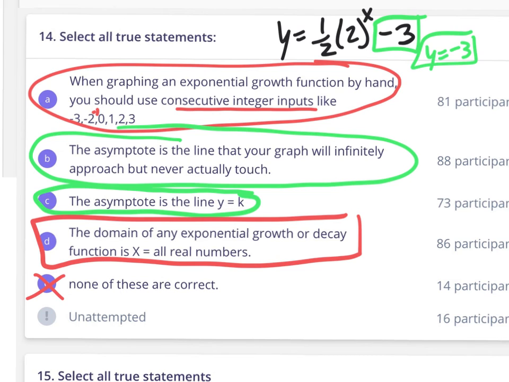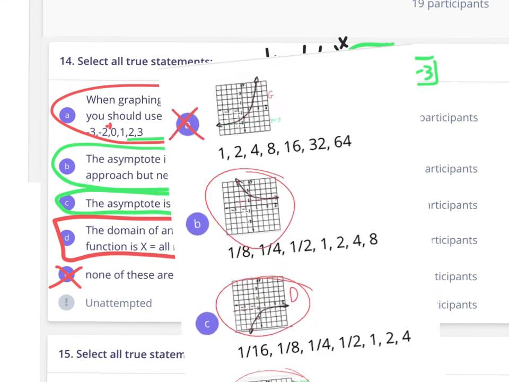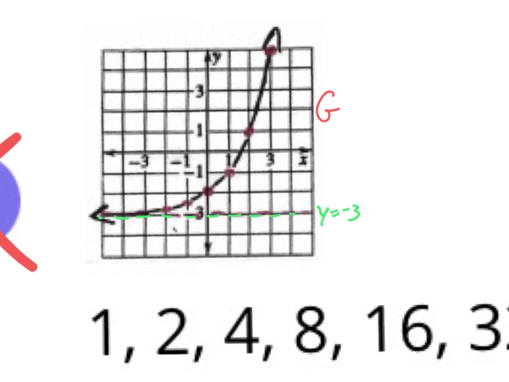Let's go back to a previous question. On this previous question, we had to identify which ones were growth and decay. The reason I put it here is just so we could look at it. We know that this one is a growth function. From left to right, it's growing up away from the asymptote, but it also goes to the left. So it goes to the left forever and it goes to the right forever.